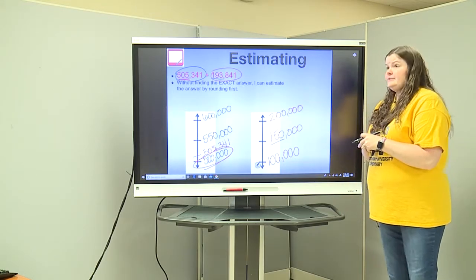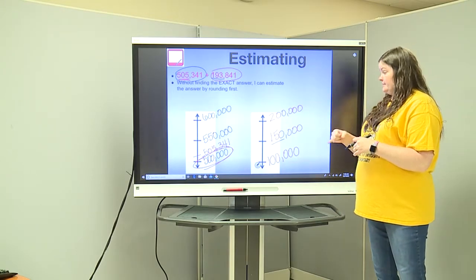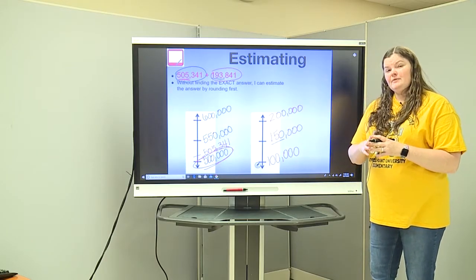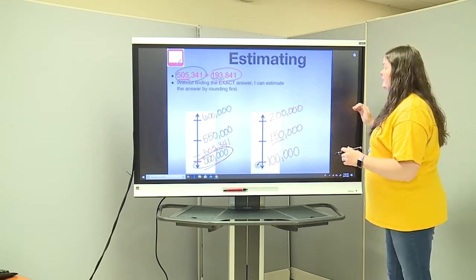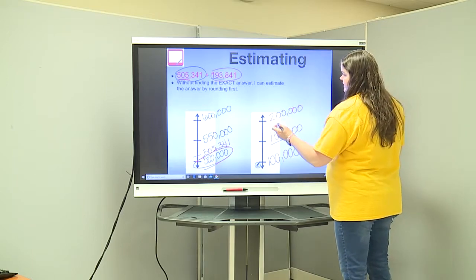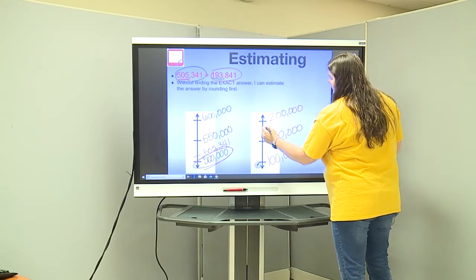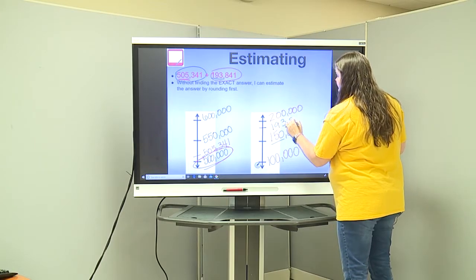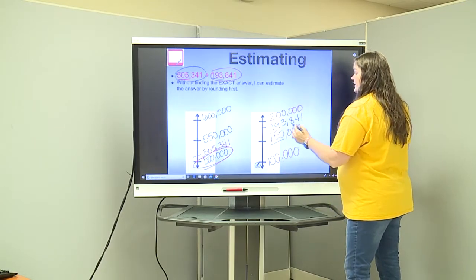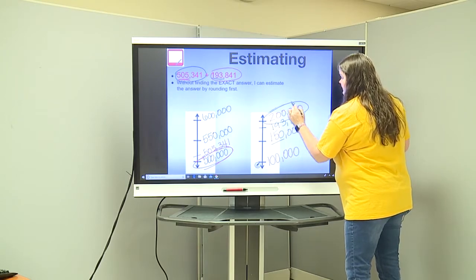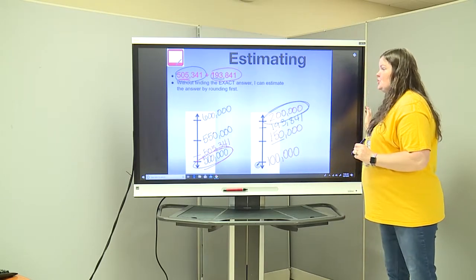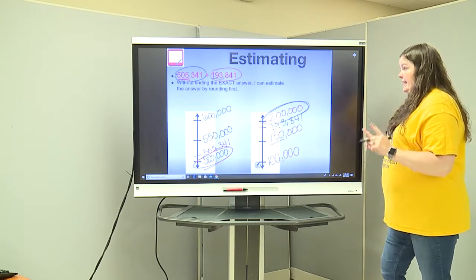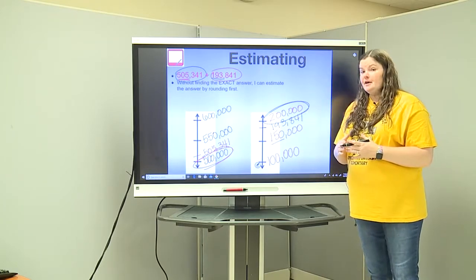Well, I know that 193,000 is more than 150,000. So this one is going to go above that midpoint. So it's going to go pretty close to the 200,000. So I'm going to again input this number. And I know that it's above my midpoint, so it's going to round up to 200,000. Now, I've rounded both of my numbers.